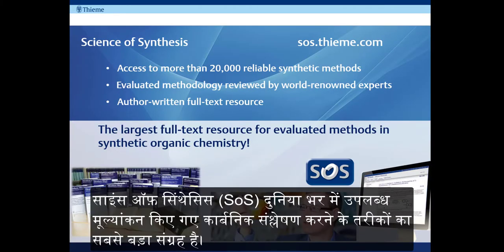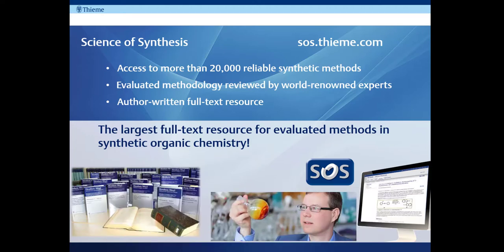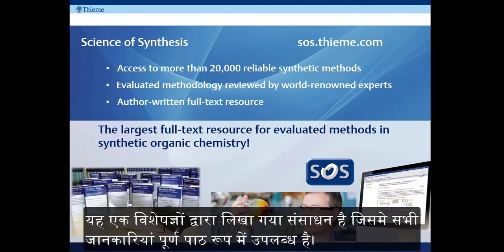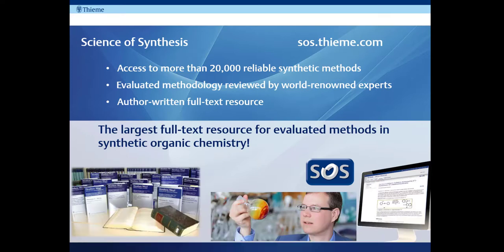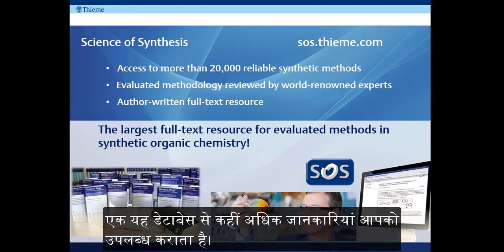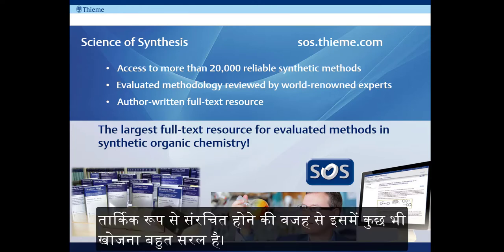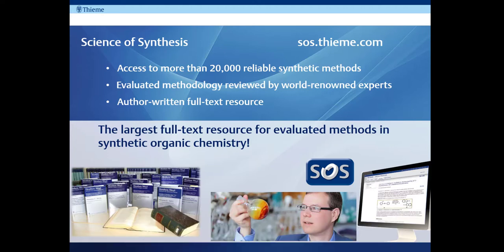Science of Synthesis is the largest collection of evaluated organic synthetic methods available worldwide. It gives you access to more than 20,000 reliable synthetic methods that have been evaluated and reviewed by world-renowned experts. It's an author-written full-text resource rather than just a database. This means it's not just a huge collection of unconnected molecules and reactions, but has a logical structure that enables you to navigate through it easily.